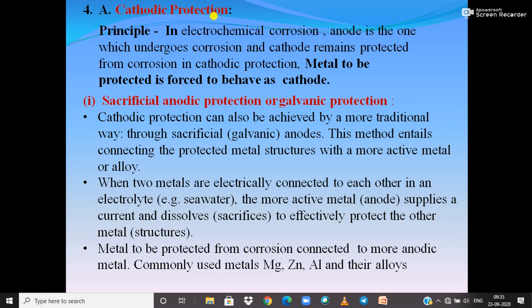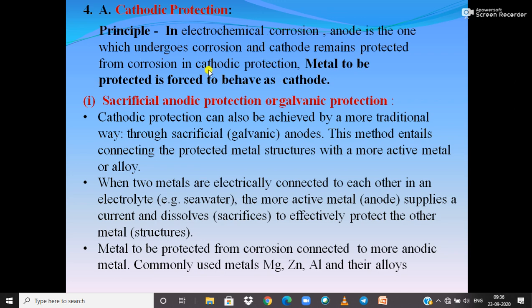Now what is actually cathodic protection? As is clear from the name, we are protecting the metal by making it a cathode. In electrochemical corrosion, the anode is the one which undergoes corrosion and the cathode remains protected from corrosion. So in cathodic protection, the metal to be protected is forced to behave like a cathode. This is very important. That's why this is called cathodic protection.